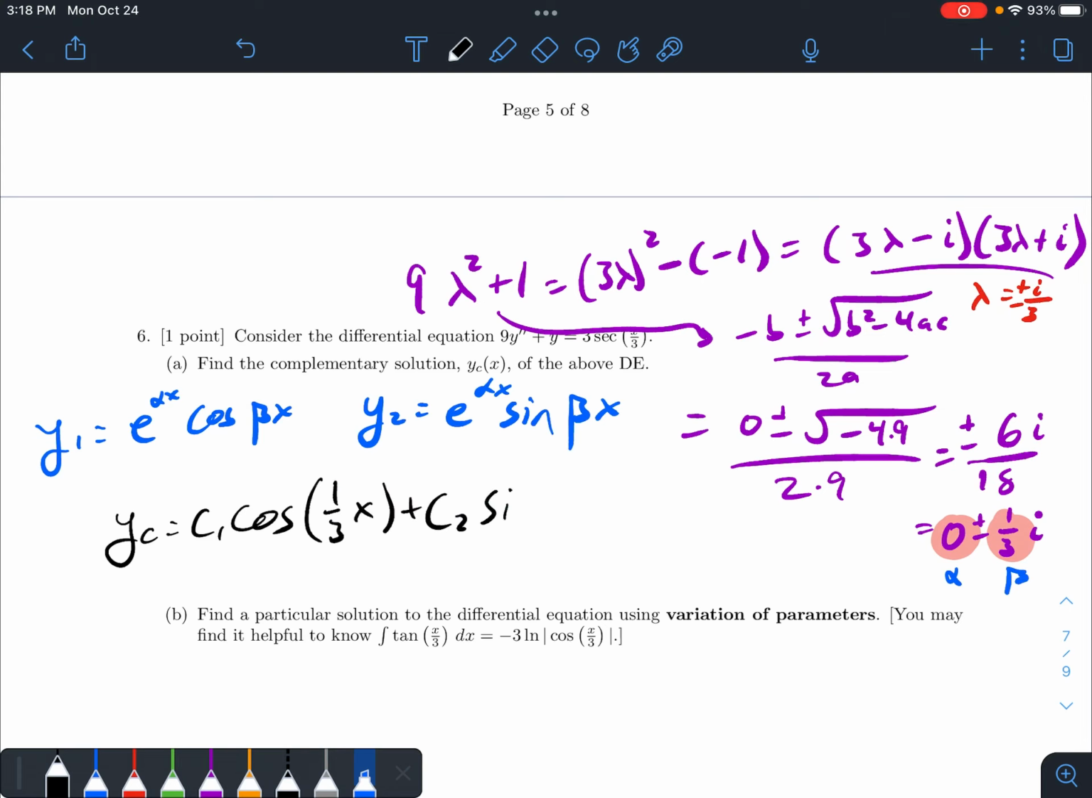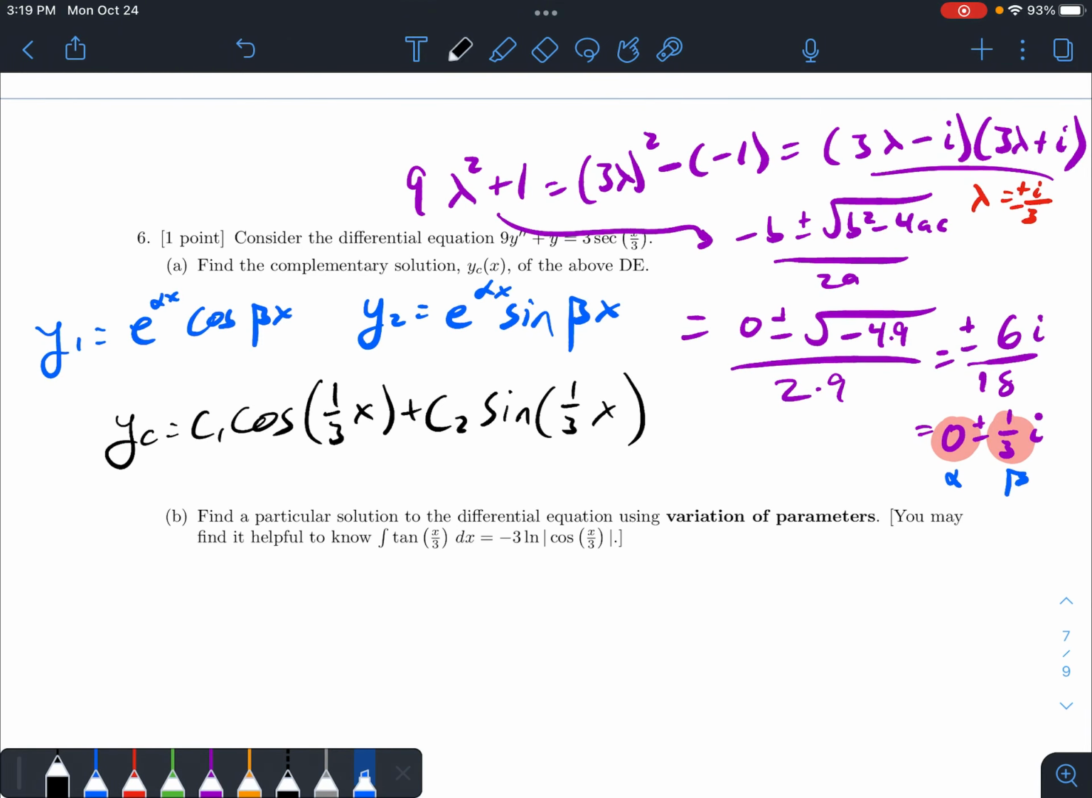And plus c2 times sine of beta x. Okay, and again, this is just equal to e to the 0, which is 1. If this was like 1 plus 1/3 i, then it would be like e to the x, e to the 1x or something.